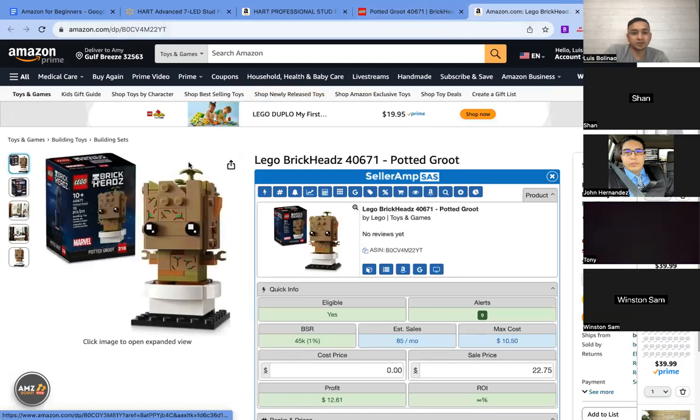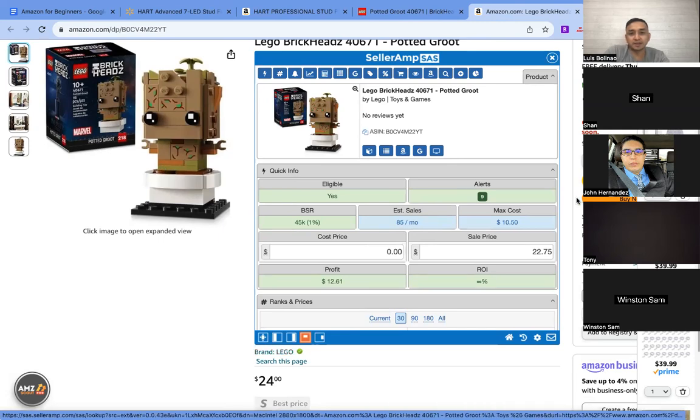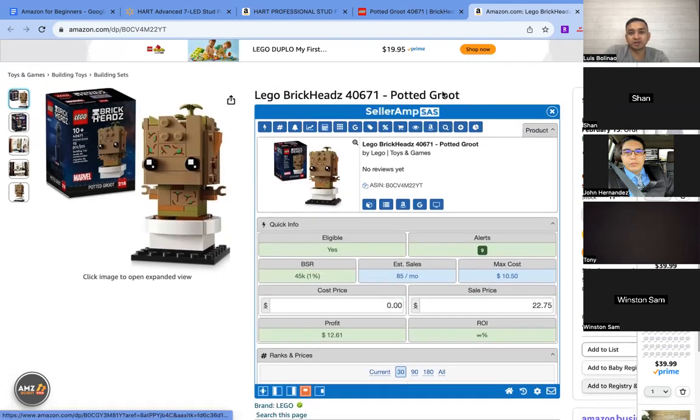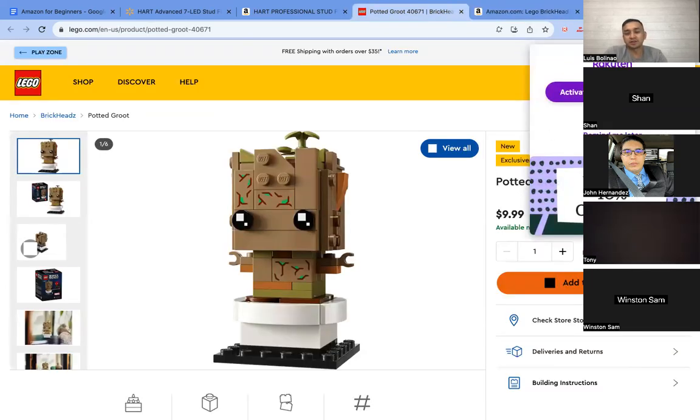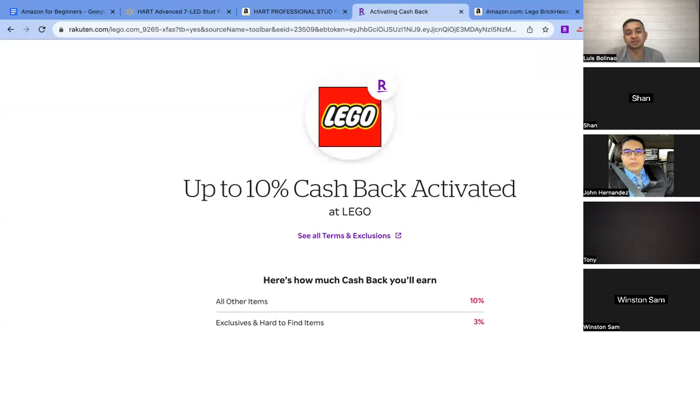All right, next product. So next product is a Lego Brickheadz. Legos are actually a pretty popular brand that people sell on Amazon, especially during the holidays. This one is a Lego Brickheadz Groot toy. If you notice, on Lego.com, Rakuten, which is a cashback website, is giving you an additional 10% off or cashback. So I would activate this because it's giving us another 10% off on our purchase.